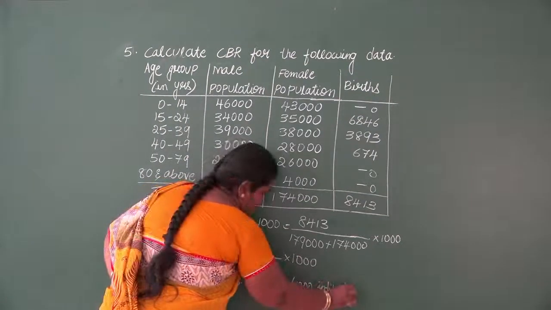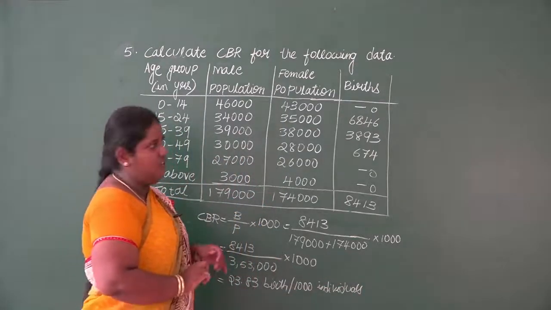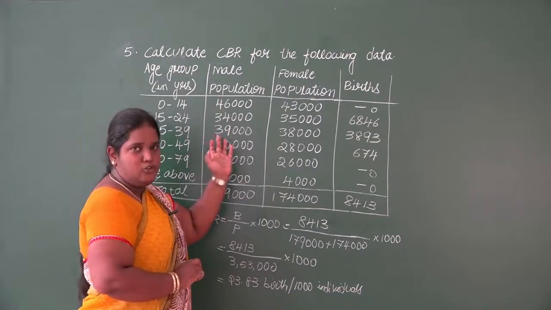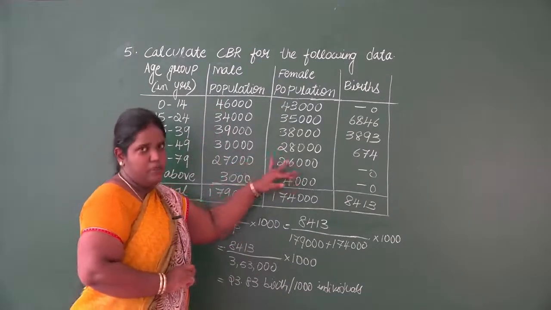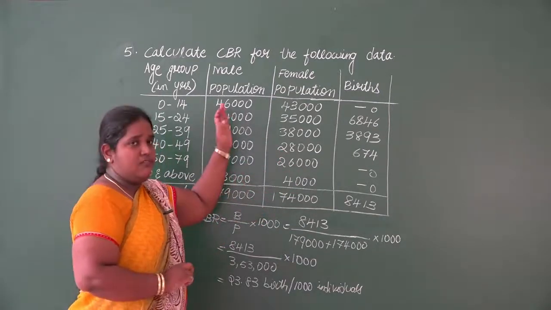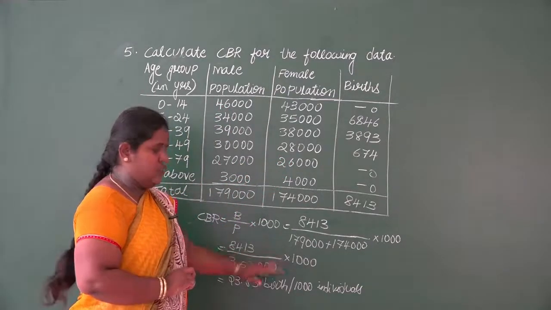So if you compare the previous problem, in that directly only the population was given, but here the population is split into two parts, male population and female population. So they can give it directly only the population, and if they have given male population and female population, you'll take both the totals and then do the problem.